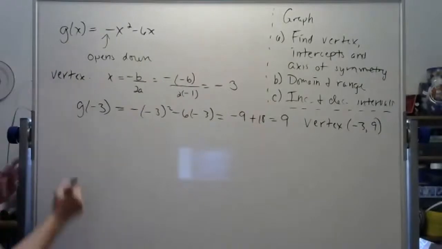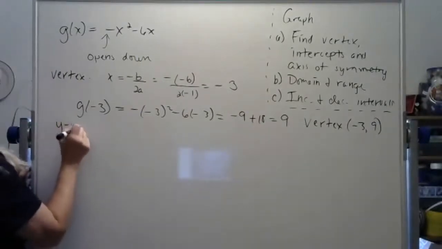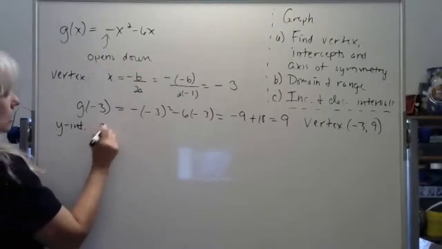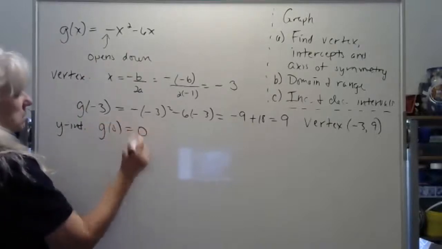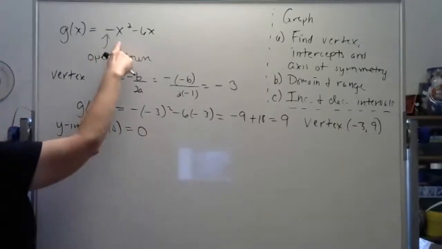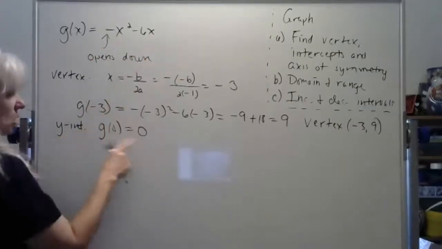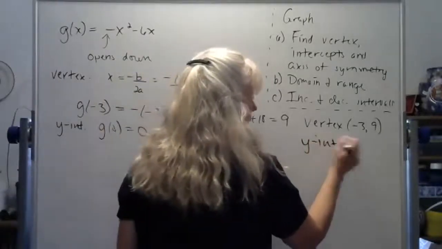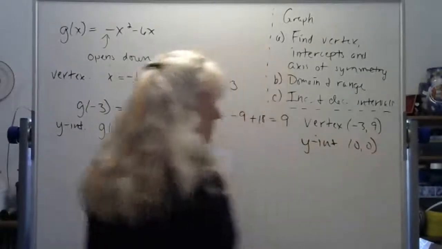Let's go find our intercepts, the y-intercept. Well, we replace all the x's with zeros. So g of 0 would be 0, because the first term would be 0, second term would be 0. So the y-intercept is at 0. That's the origin. That's kind of nice. 0, 0.